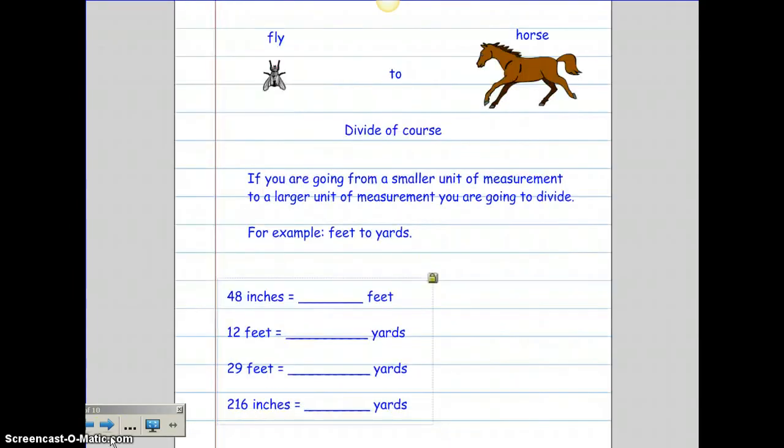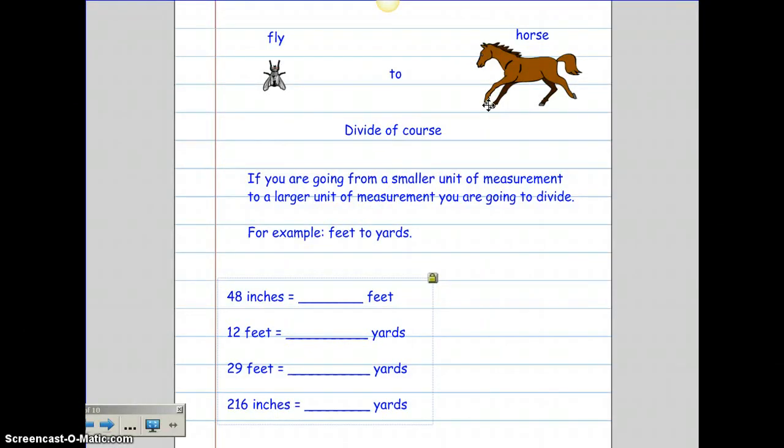Now it's time to do the opposite type of conversion. We're going to use division because division is the opposite of multiplication. If you're going from a smaller unit of measurement to a larger unit of measurement, you are going to divide. So that would be fly to horse, divide, of course.